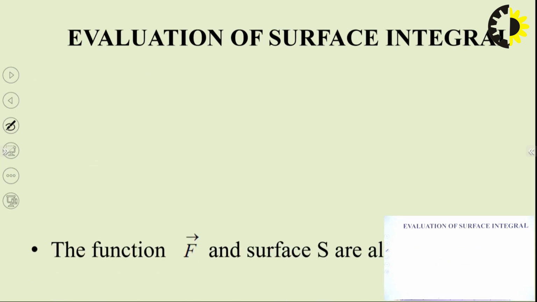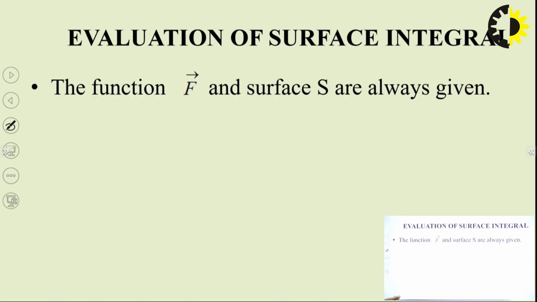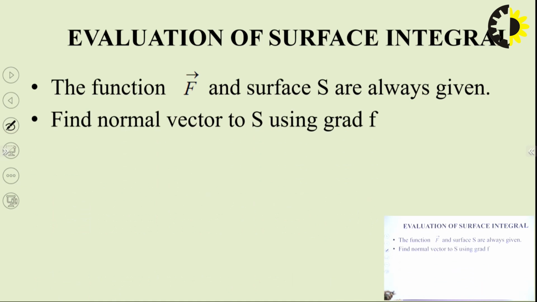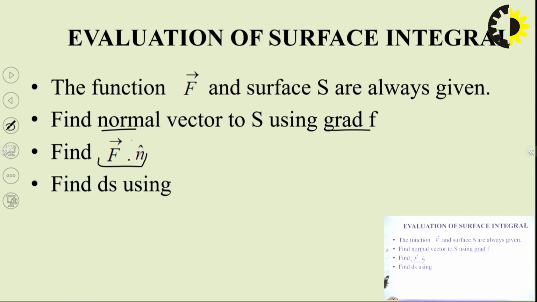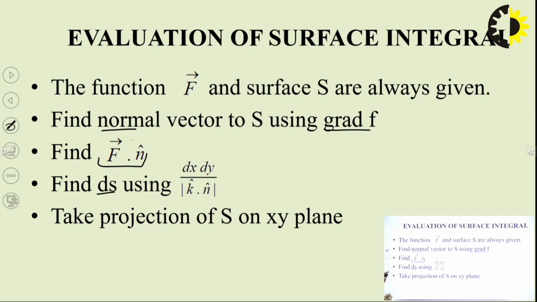Now, evaluation of the surface integral. Students, how to calculate the surface integral? It's very easy. The function f and the surface are both given to us. We can have the normal to the surface. We can find the normal by taking the gradient, so now we must find f dot n, and find dS. Obviously we can find dS, the small amount of surface area. So students, here basically we will have three types of dS.